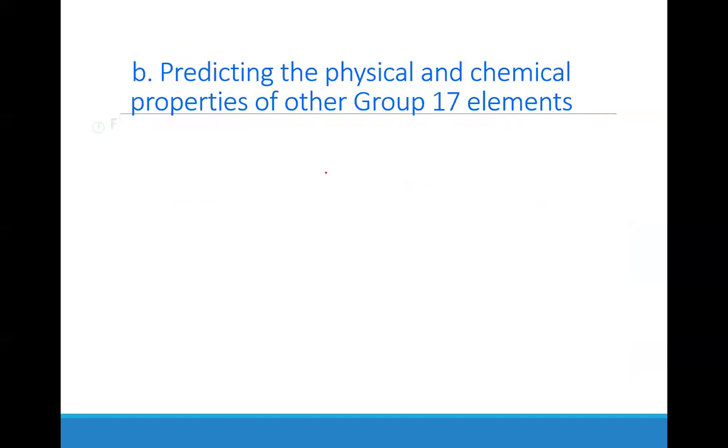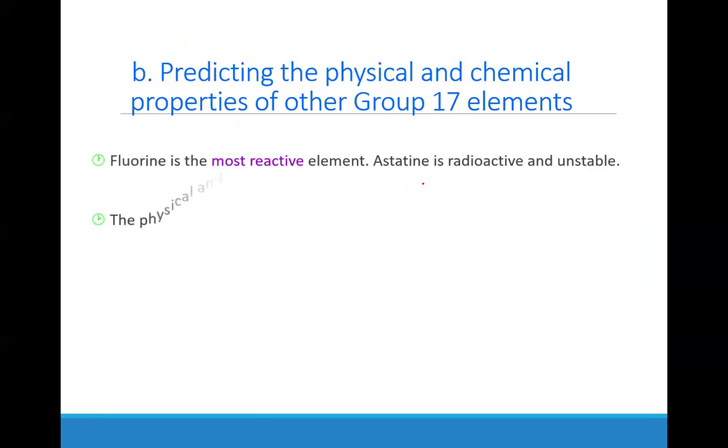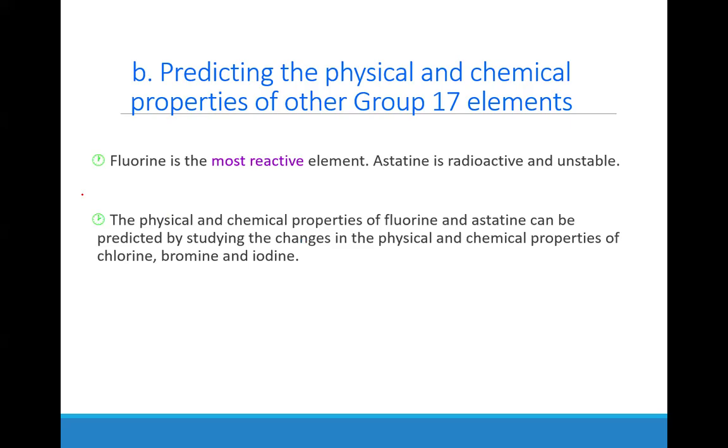Okay, so predicting the physical and chemical properties of other group 7 elements. Chlorine is the most reactive, astatine is the least reactive, but it is highly radioactive. The physical and chemical properties of fluorine and astatine can be predicted by studying the changes in physical and chemical properties of chlorine, bromine, iodine. So the chemical properties: reactivity decreases down the group, they undergo displacement reactions, they react with metals, they react with water, and they also react with metal hydroxides, right. You should remember these four or five chemical properties.